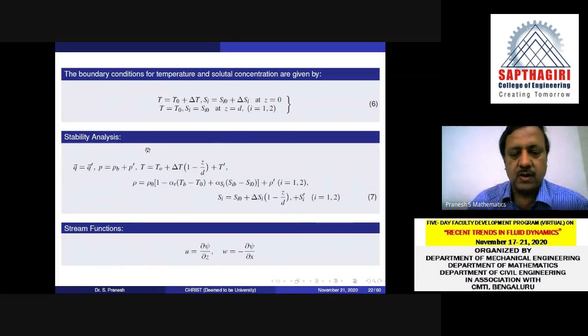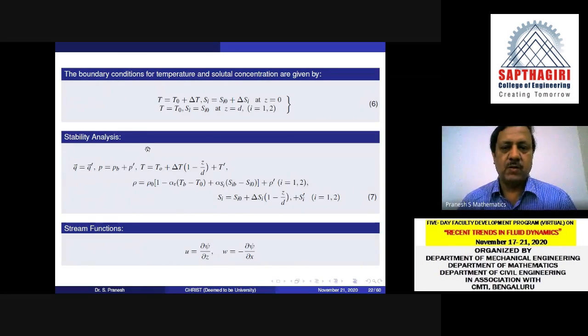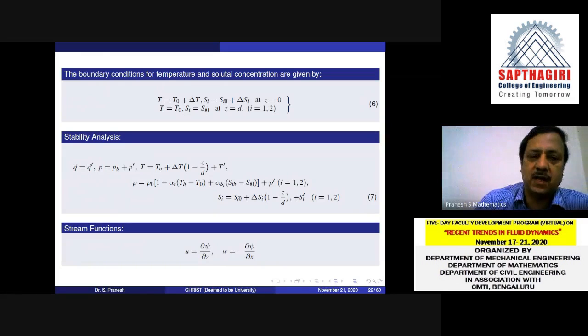I'm not going to go into detail about the procedure. So to solve this problem, we make use of the procedure of stability analysis. First we analyze the basic state, which I skipped here, and then we disturb the basic state by adding a little perturbation. So all these prime quantities denote the perturbation, and the first terms represent the basic state solution here.